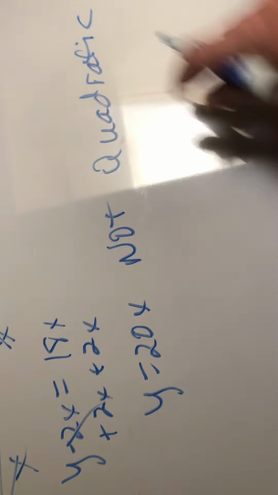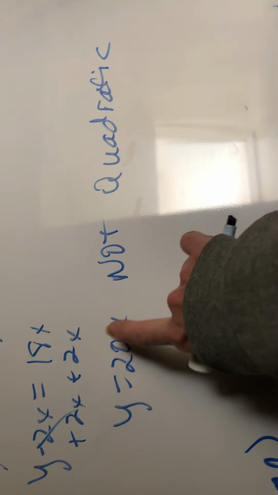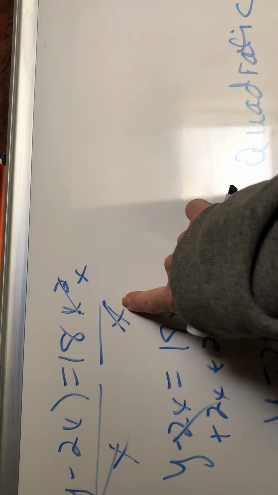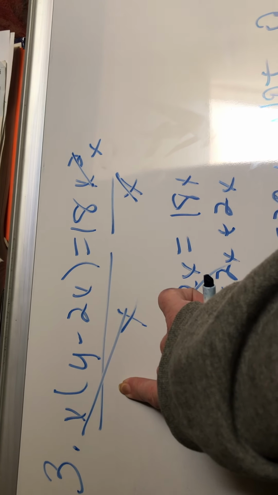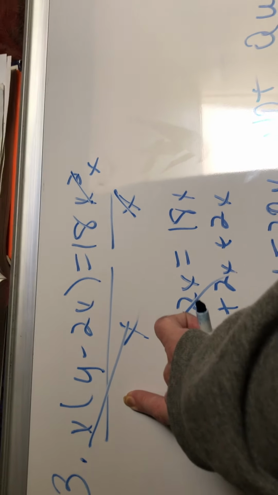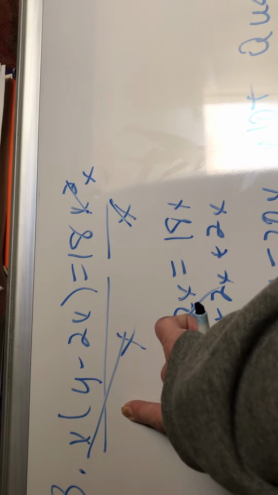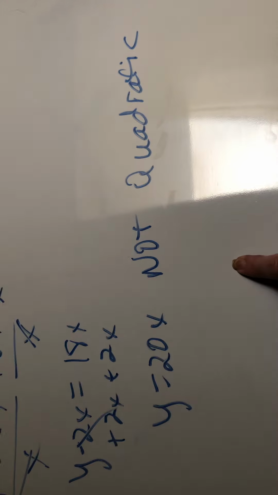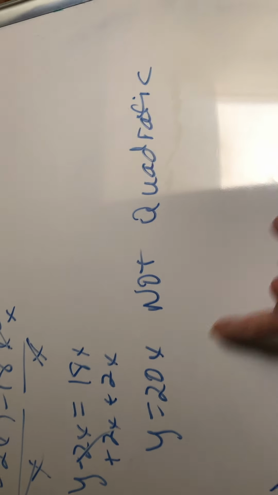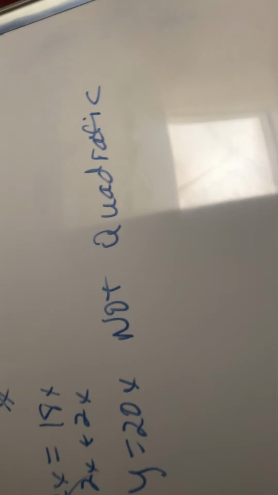Why is it not quadratic? Because there's no x squared left. This turned into an x when I divided by x right there. And don't distribute that x there. You could get there in the end. You could distribute through anyway, but you could divide first like I did too. But it's not quadratic because it doesn't have an x squared. So that's number 3. Just wanted to remind you about quadratic.